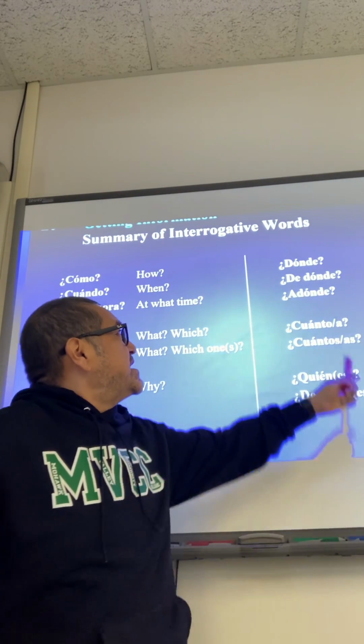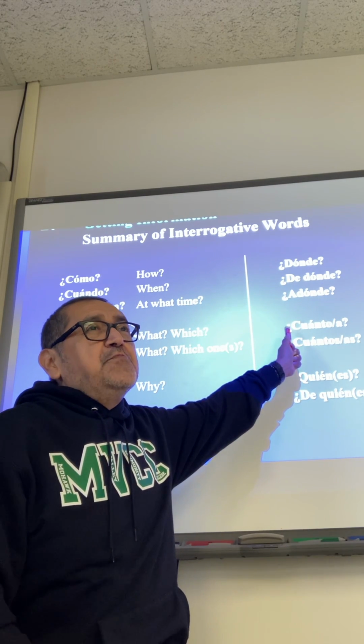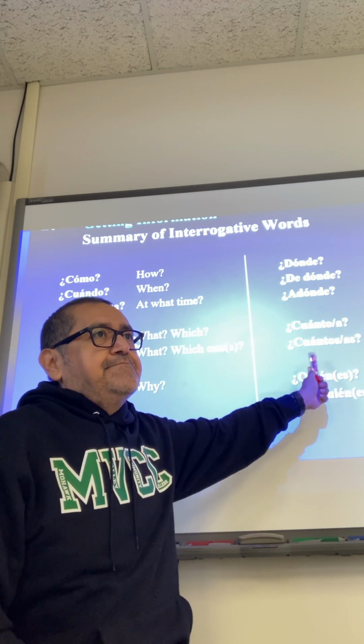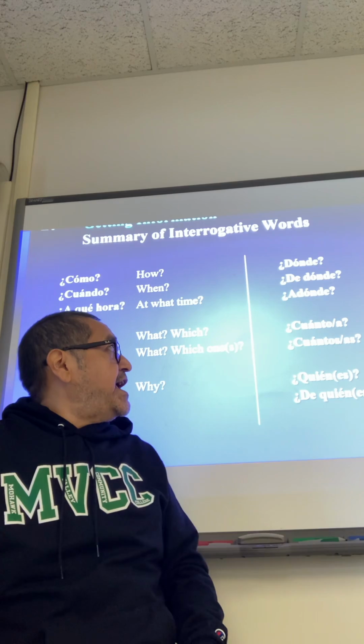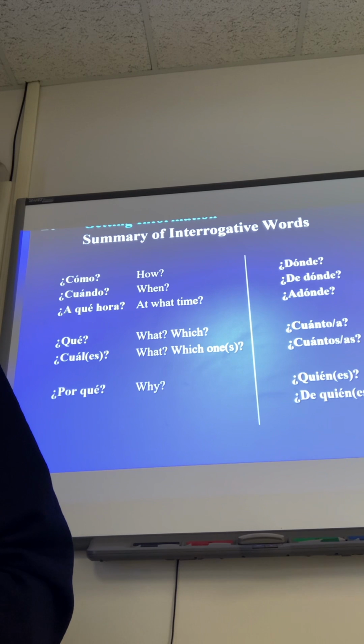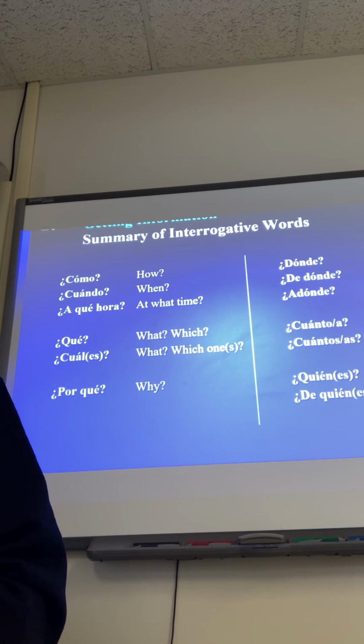Please be careful. Cuánto, how much. If you make it plural, cuántos, how many. All right? Now, you notice that there's an A and AS because the objects are masculine or feminine. So, cuántos teléfonos, how many phones? Cuántas sillas, how many chairs? Okay? Cuánto cuesta, how much does it cost? I can't think of a feminine. Lo siento. Maybe I'll come up with one in a minute.